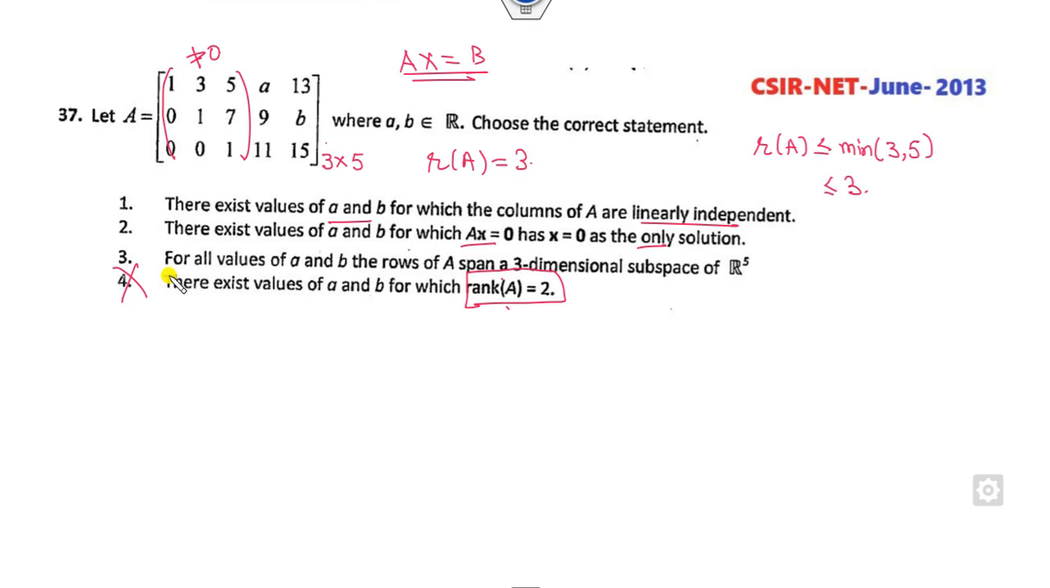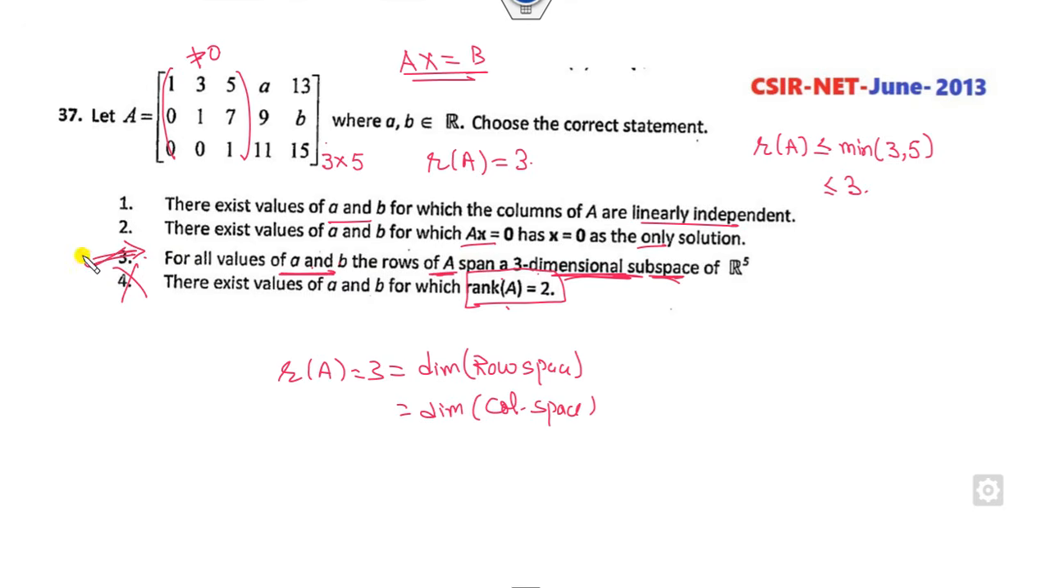So the third option is cancelled out. Once the rank is 3, what is the meaning of that? This is the dimension of the row space as well as the dimension of the column space. If you look at the third option, for all values of A and B, the row space is a 3-dimensional subspace. That's the correct statement. If it's 3-dimensional, then its rank is 3.